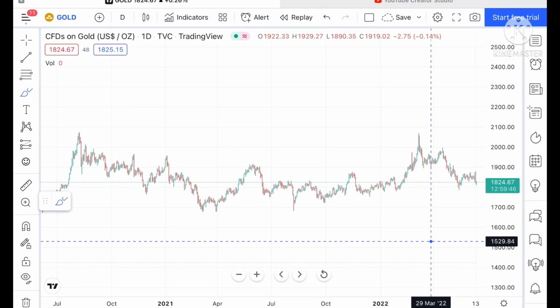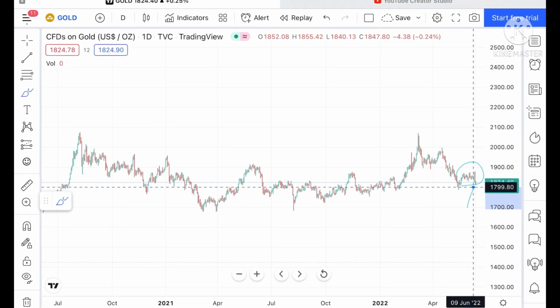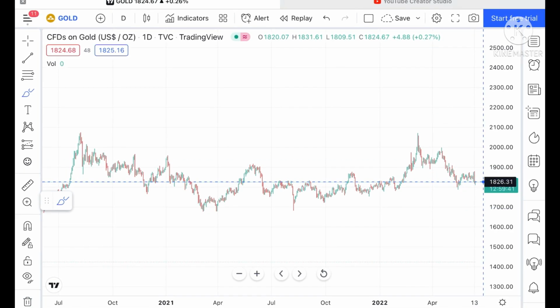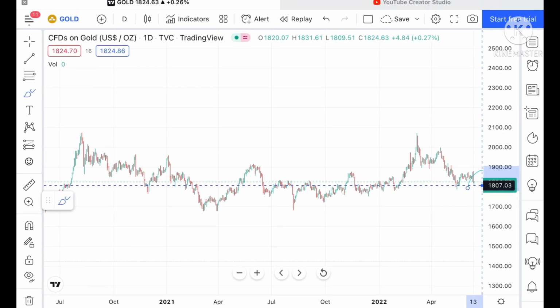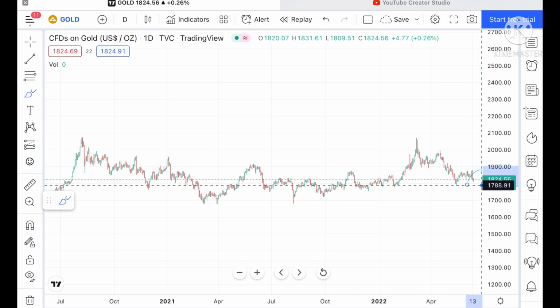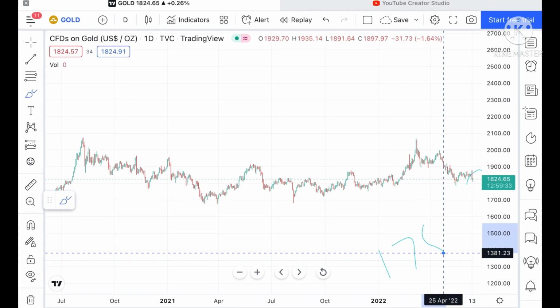So now we have seen a range bound market. Suppose this range breaks downside, we can see it can go further low towards a level of 1807, and from there it can go further down towards a level of 1788.